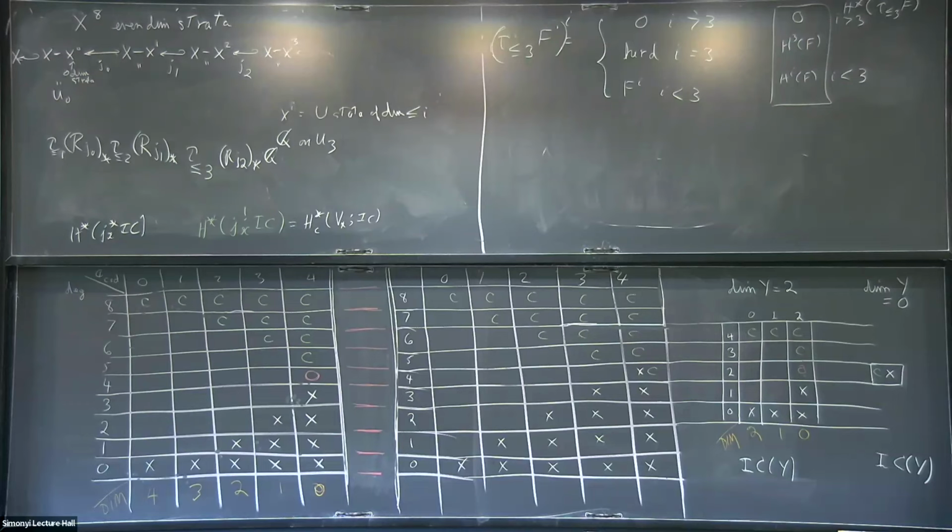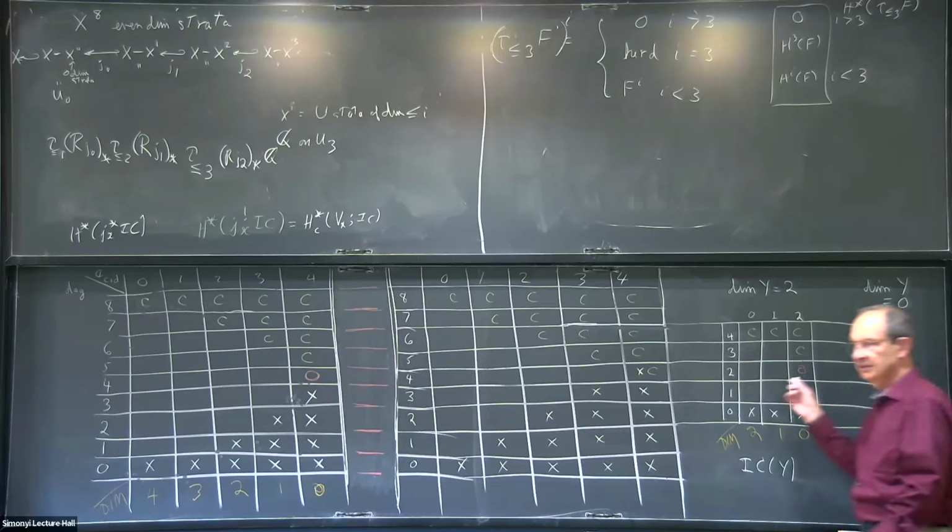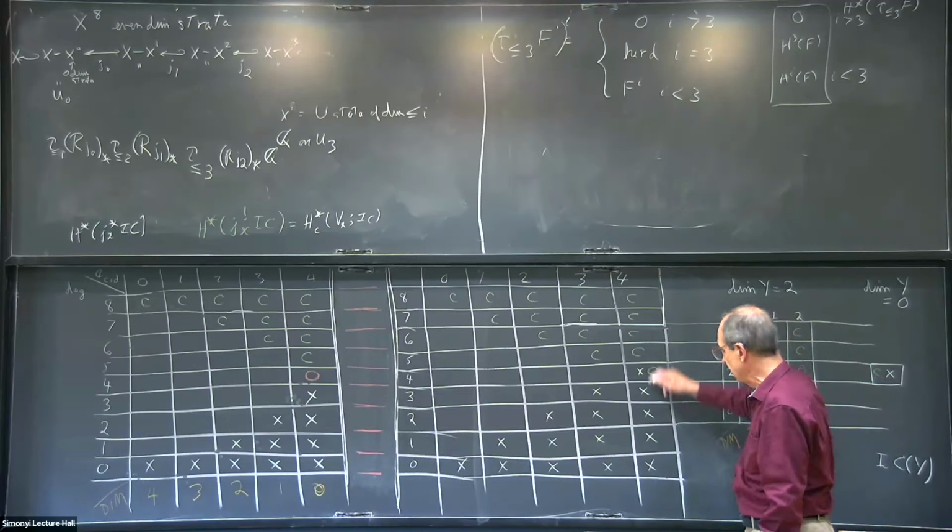There's no compact support cohomology of codimension 0 in this neighborhood, because the only codimension 0 cycles are the whole thing, and it's not compact. So I don't know how else to say it. So this is what the compact support cohomology would look like. Does that answer your question? So it would come all the way down.